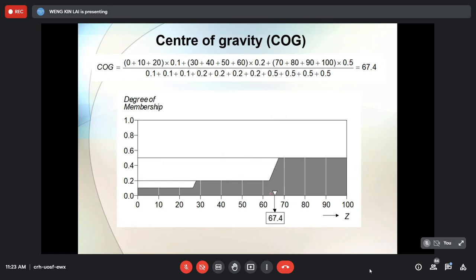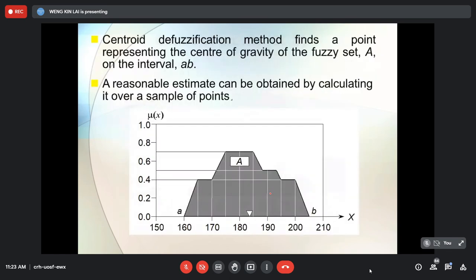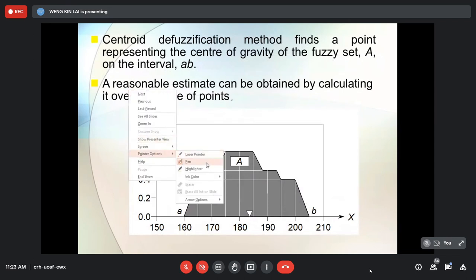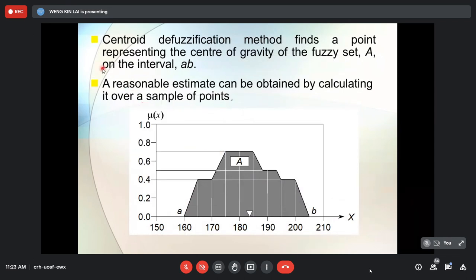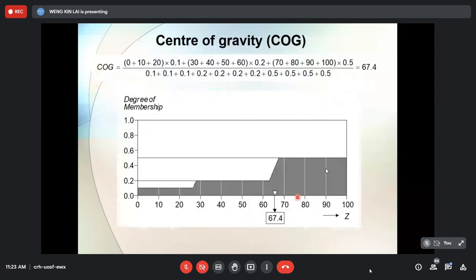Okay, let's see here. The next question goes back to our earlier comment: a reasonable estimate. This one gives me an answer of 67.4. But is that a good answer, or is it far from the actual answer? How do I know? How do I do it?